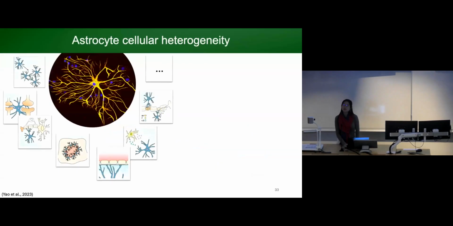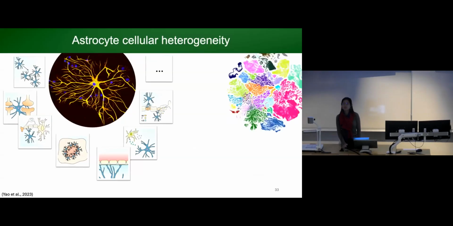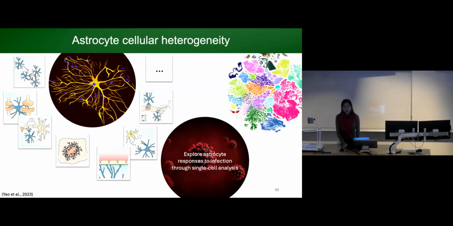Going back to the biology, I'm trying to study astrocyte cellular heterogeneity. And as I've mentioned, they're super heterogeneous. Juan will tell you a little bit more about it, but with this tool, we're trying to explore how astrocytes can respond to viral infections at the single cell level. And I'll pass it down to Juan.